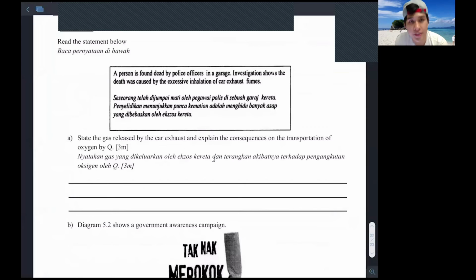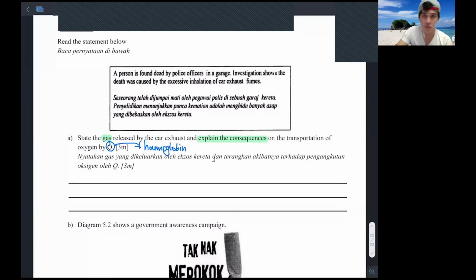Okay, question 8. They say, a person is found dead by a police officer in the garage. Investigation shows the death was caused by excessive inhalation of car exhaust fumes. So car exhaust fumes obviously are poisonous, they can kill you. But the question here asks, state the gas released by the car exhaust and explain the consequences on the transportation of oxygen by Q. Here Q is actually referring to hemoglobin.